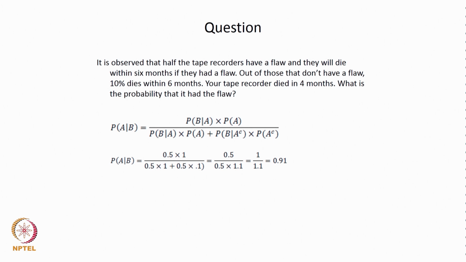So, since it died within 4 months, 0.5 into 1 plus 0.5 into 1 plus 0.5 into 0.1. So, you get 0.5 divided by 0.5 into 1.1. So, 91% that it had the flaw.